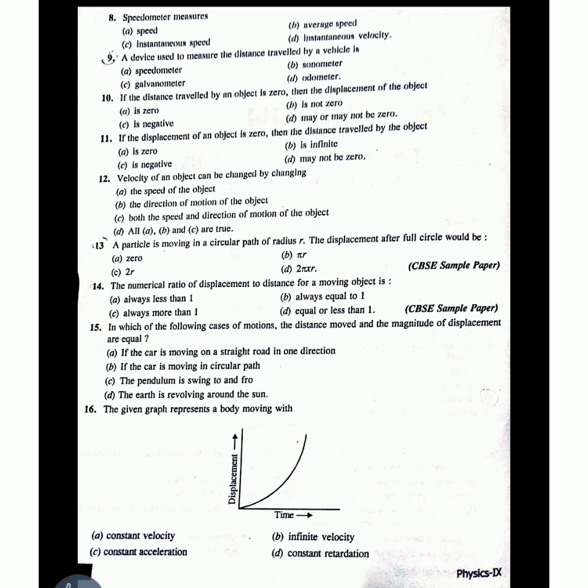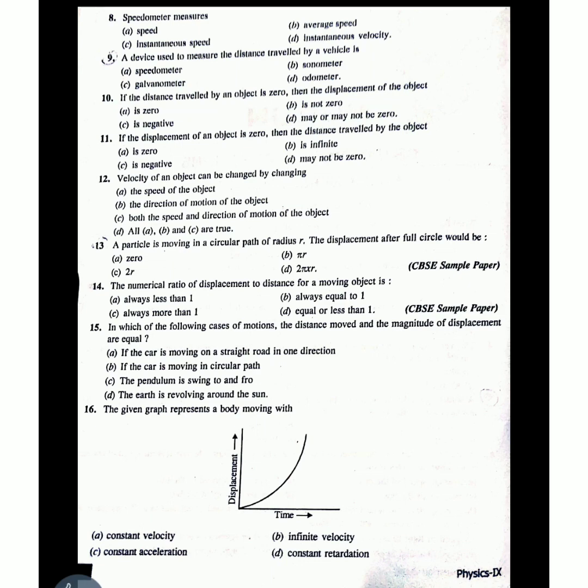11th question, if the displacement of an object is 0, then the distance traveled by the object is. Find out the option. Velocity of an object can be changed by changing which? Which option is correct? Find out that. A particle is moving in a circular path of radius r. Displacement after a full circle would be.